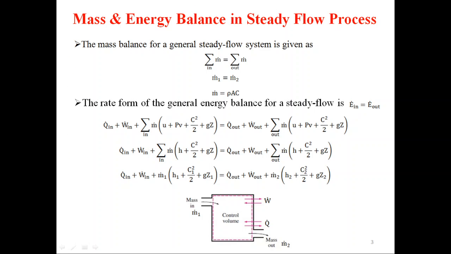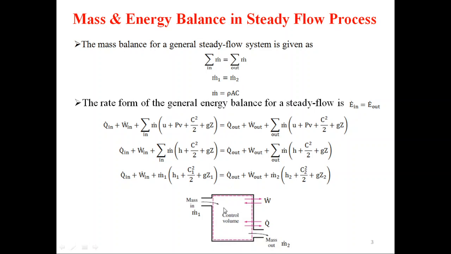First is mass and energy balance in steady flow process. The mass balance for a general steady flow system is given as: sum of all the mass flow rate entering the system or control volume is equal to sum of all the mass flow rate leaving the control volume.